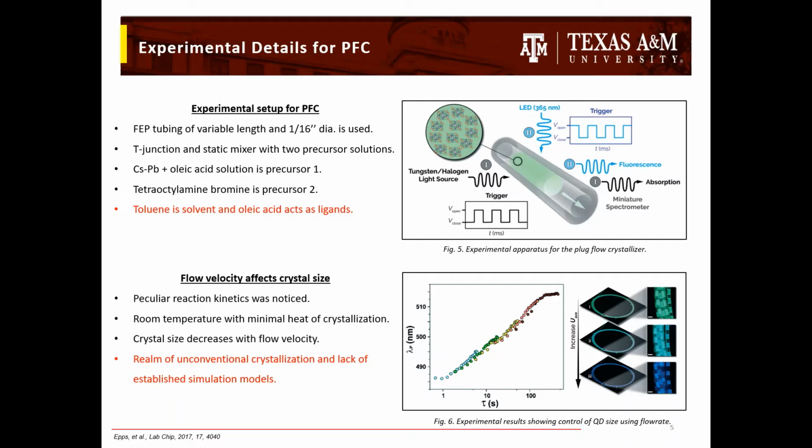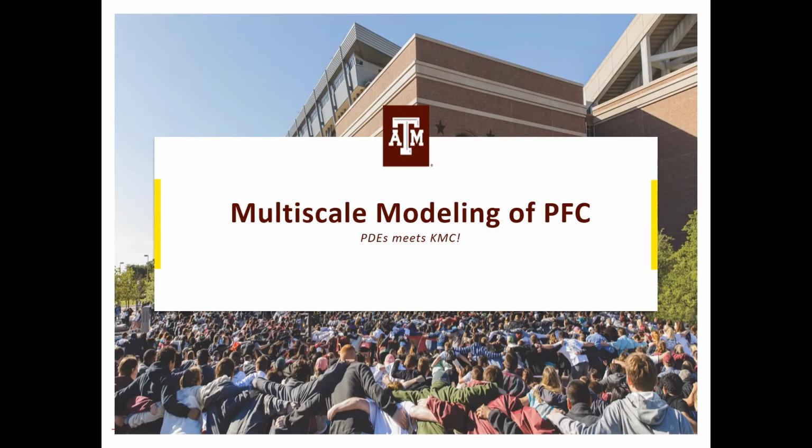What we found was very peculiar: the flow velocity drastically affects the crystal size. As you increase your flow rate, the crystal size becomes smaller and smaller. Also, this all happens at room temperature and has a minimal heat of crystallization. Furthermore, we found that the reaction kinetics is very fast, 10 to 20 nanoseconds. So this all sets it in a very unconventional crystallization form, where there have not been many well-established simulation models in the literature, and that's why we are going to focus on modeling and control of such a quantum dot process.